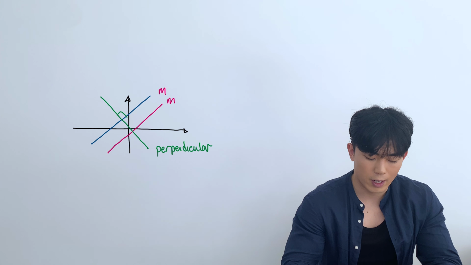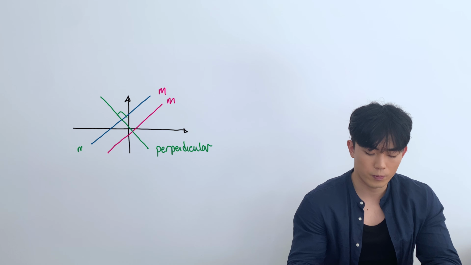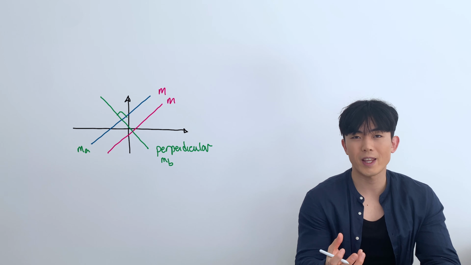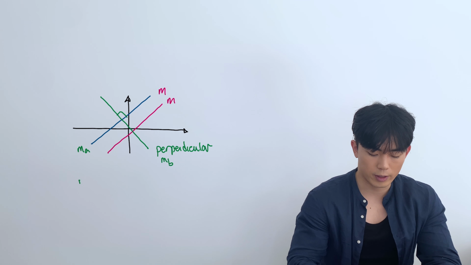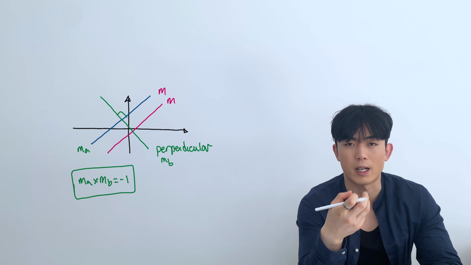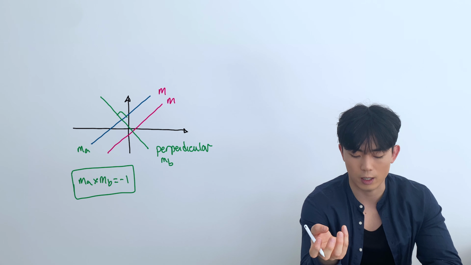Let's say the gradient of the blue one is mA, okay? And the gradient of the green one is mB. The way they're related is that mA times mB has to be equal to -1. So if we multiply the two gradients together and get -1, then we know it's a perpendicular line.